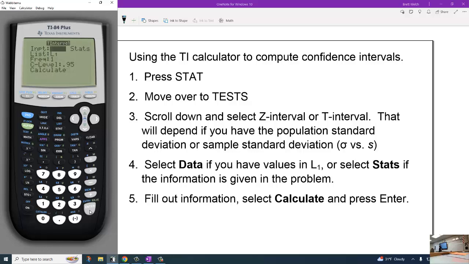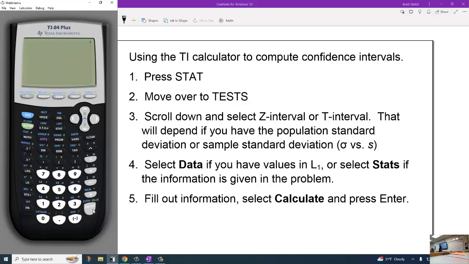There's the data version, which requires you to put in a series of data values into L1 before you start. Did they give us a bunch of data on this question, or did they give us statistics about the data? They gave us statistics about the data, so I'm going to do the statistics side. What was the mean, or the x bar? 7.1. The Sx, the sample standard deviation, was 0.78. The number of data values was 10. Notice, it doesn't ask me for degrees of freedom. The calculator has that built into its program. Okay? And what confidence level did I want? Was it 95? It was 95, so 0.95 is going to work there.